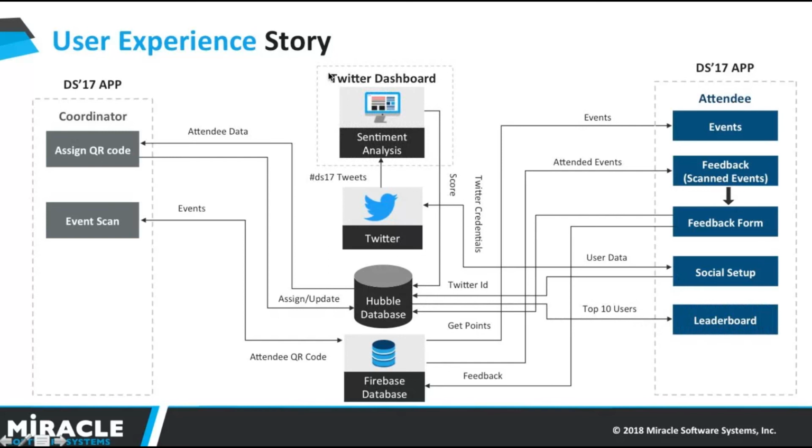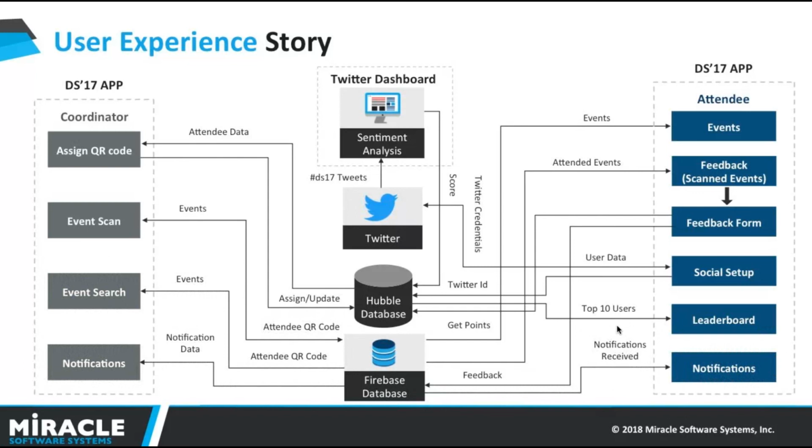This is the Twitter dashboard. That is a separate app, as I mentioned in the previous slide. We do the sentiment analysis with the hashtag DS17, and we'll be updating the score based on the Twitter ID in the Hubble database. So the same as we have all the scores of all the attendees who have tweeted with the hashtag DS17, the top 10 users will be displayed in the leaderboard of the mobile application, so that at the end of the day we present it with some prizes.